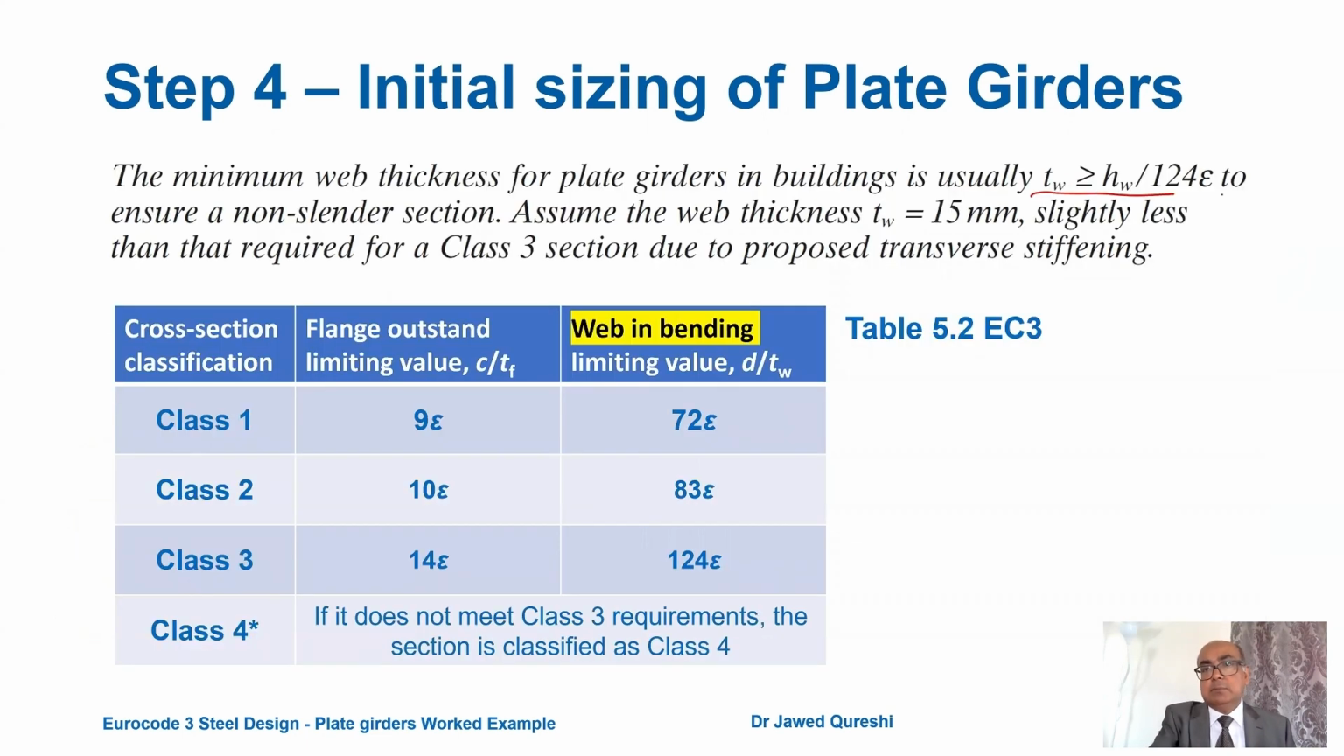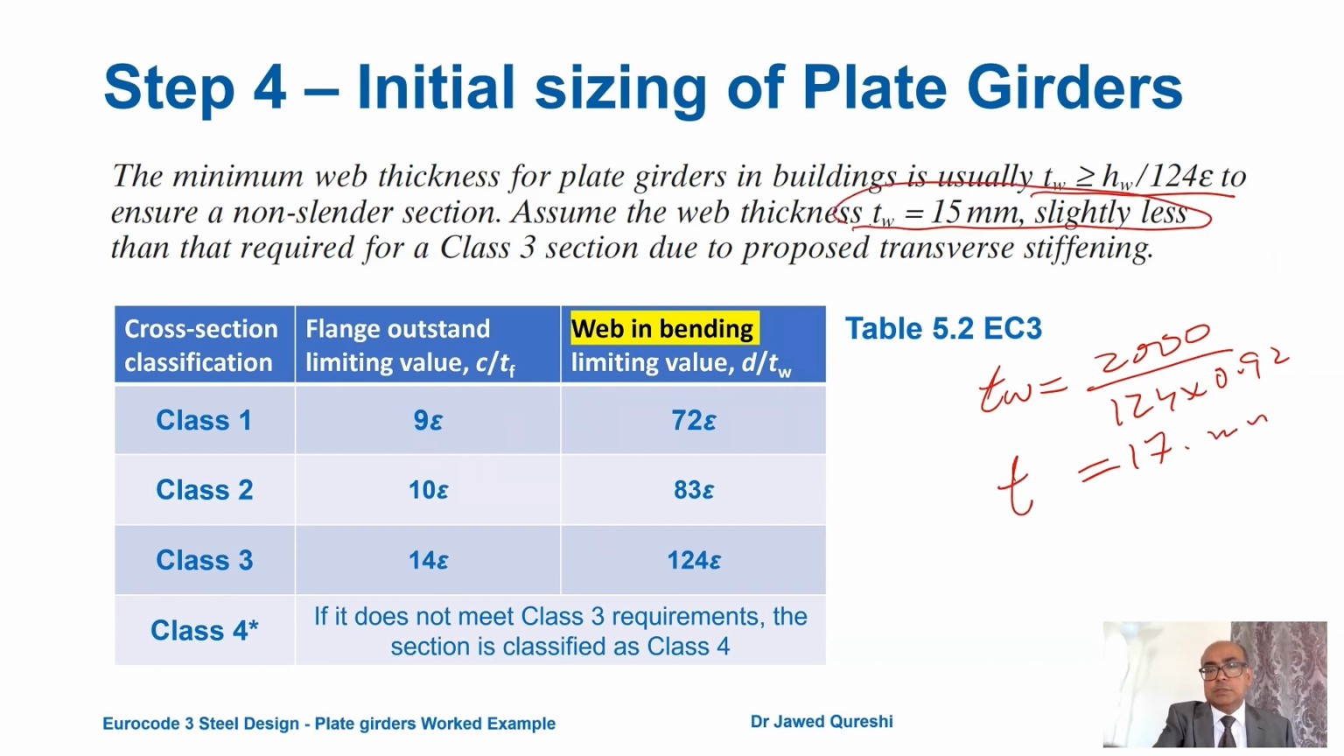Now as the limit, TW should be greater than or equal to HW over 124 epsilon. From here, if you put all these values, HW is 2000 divided by 124, epsilon is 0.92 because we have S275 steel. We get roughly 17 point something millimeters. We have purposefully chosen a thickness which is slightly less than 17. 17 is required for class 3 sections because we have to propose transverse stiffening. And this is the class 3 limit, 124 epsilon.